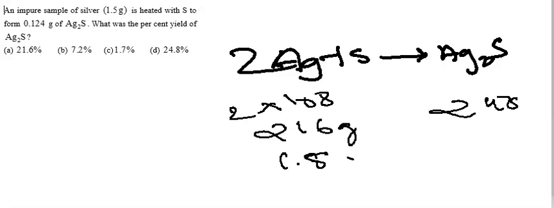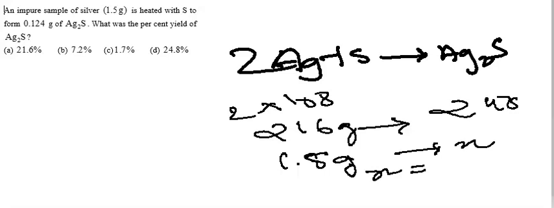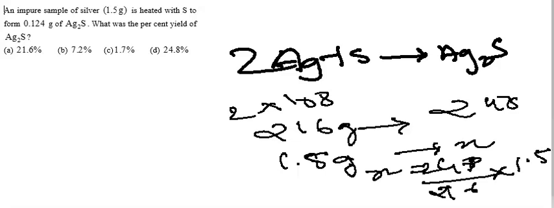So 1.5 gram will form how much? We will find the value of X, which is nothing but the amount of Ag2S when 1.5 gram is used. So this will give us 248 divided by 216 multiplied by 1.5. So the value will be 1.722.